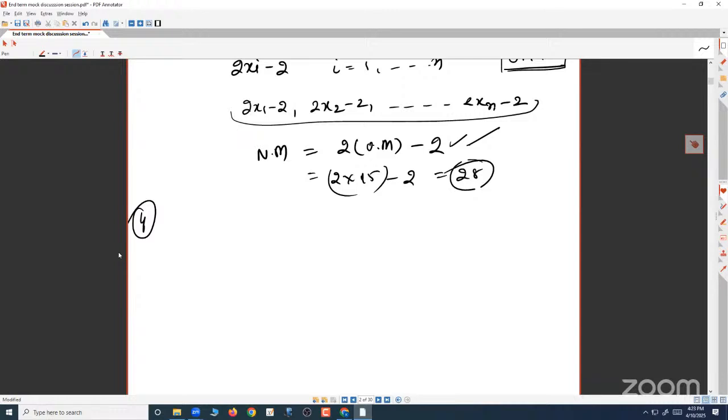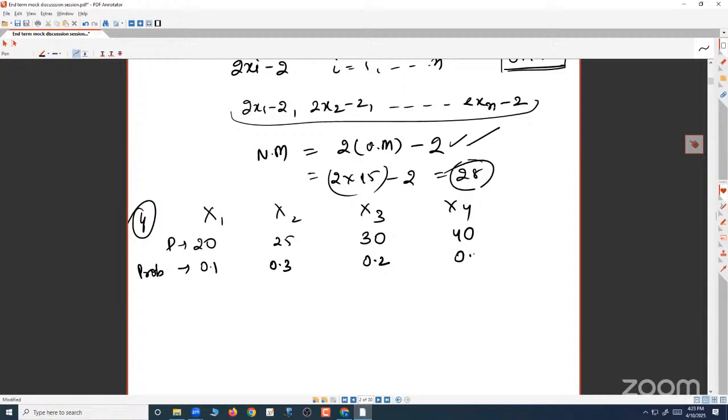Okay. So basically, we have 4 startups: X1, X2, X3, and X4. The profits are 20, 25, 30, and 40. And the probabilities are 0.1, then 0.3, 0.2, and 0.1.